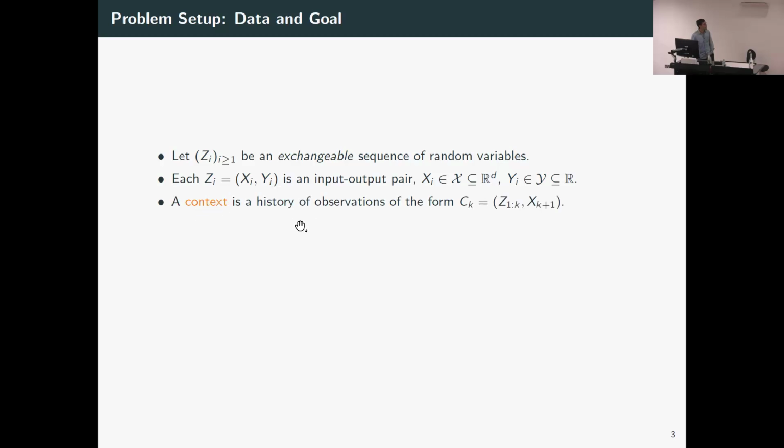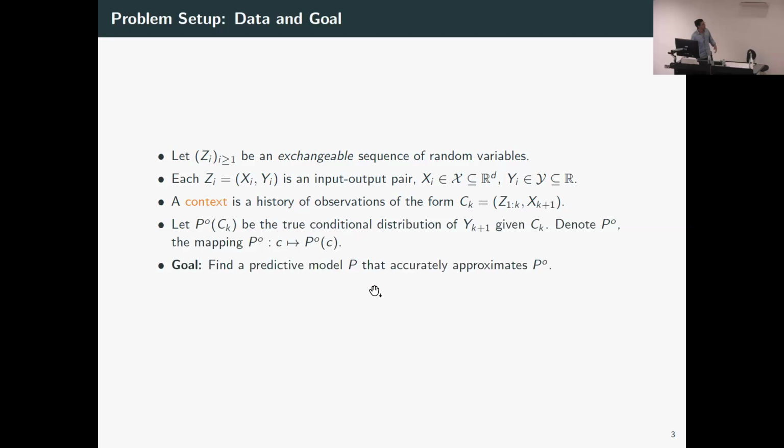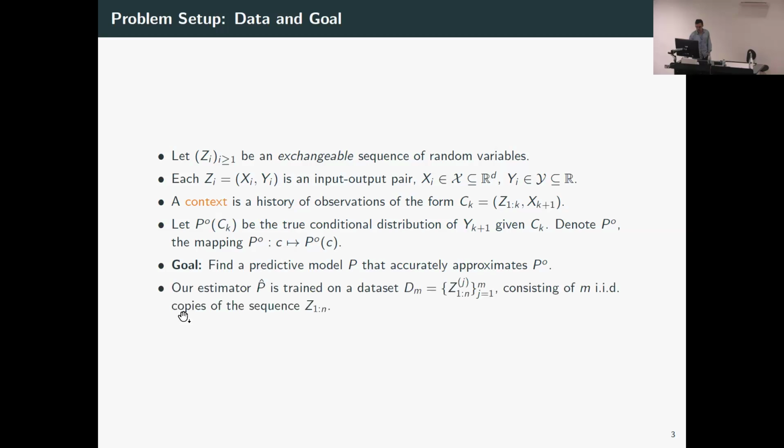So we have an input and an output. We're going to call a context a history of observations of the following form: the input-output pairs for the first k observations, and then the input for the k+1 observation. The object we're interested in studying is the conditional distribution of the next response given this context of observations. This is what we're calling P0 of C_k, where C_k is a context. So the object of interest is a mapping from contexts to probability distributions in the output space.